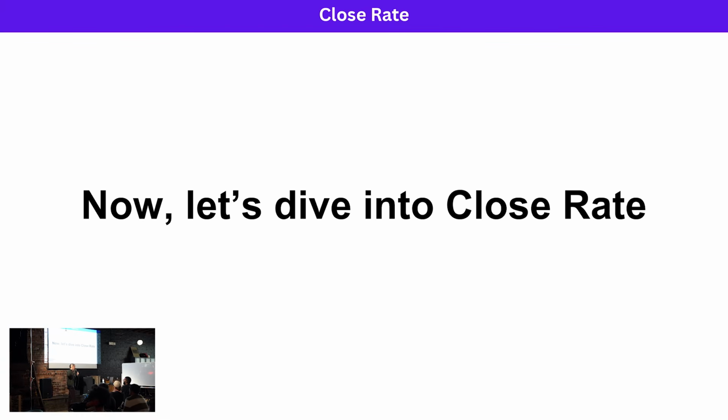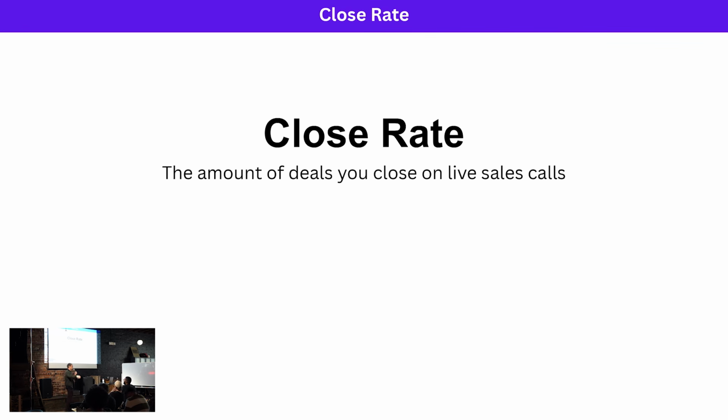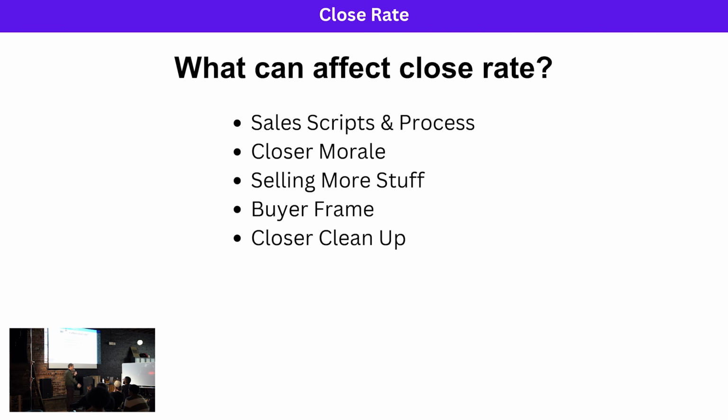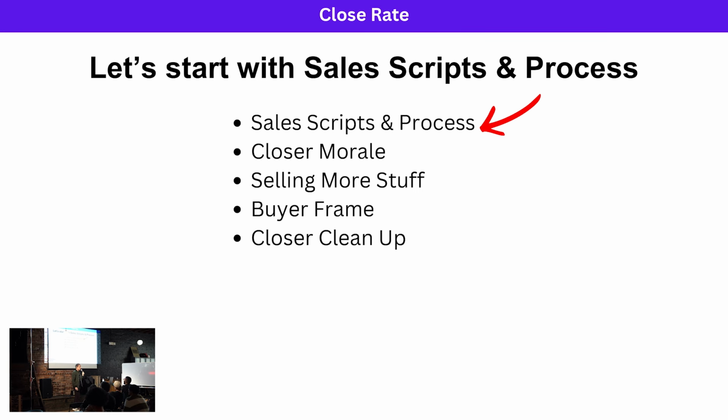And now, last section, we're going to dive into close rate. So it's the amount of deals you close on live sales calls. Target 30% of qualified calls at the bare minimum. What can affect close rate? Sales scripts and processes, closer morale, selling more stuff, buyer frame, and then we'll talk about closer cleanup. So, sales scripts and processes.